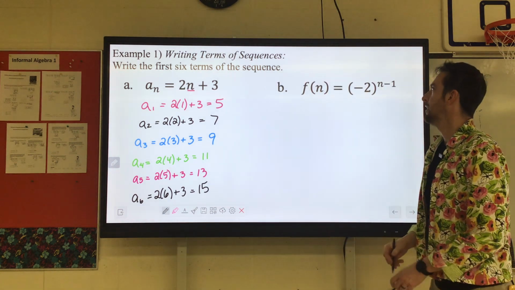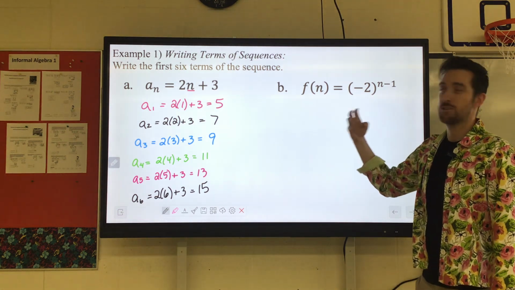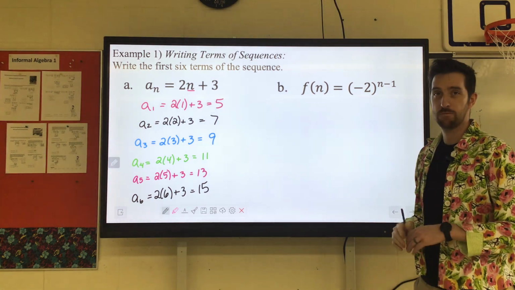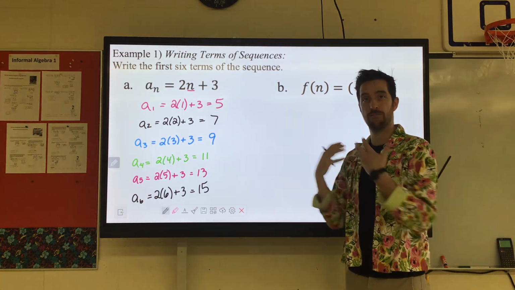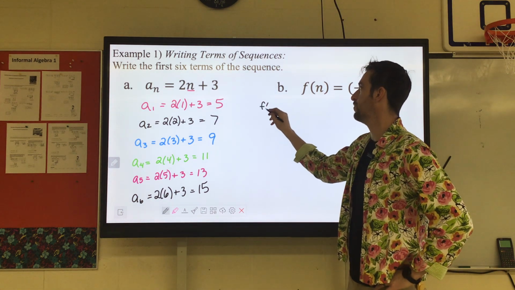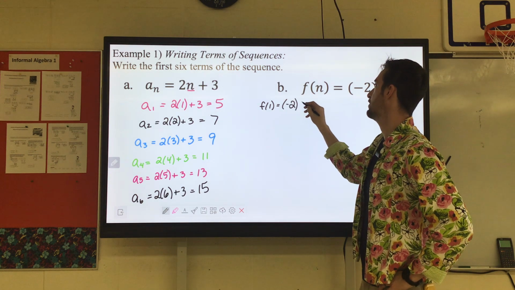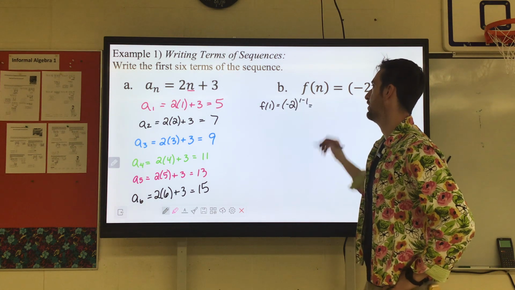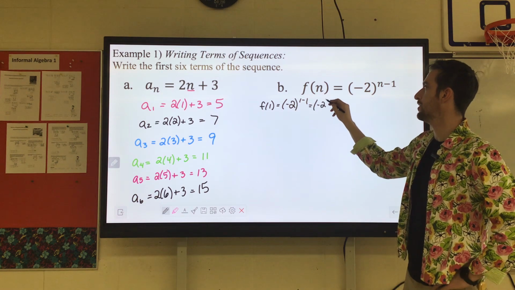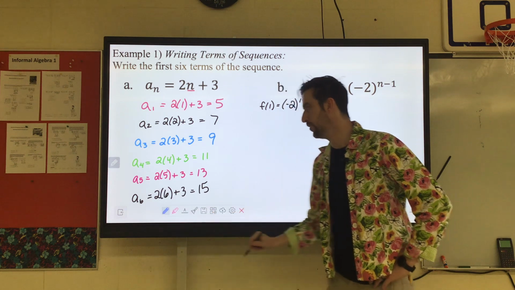Great. All right, again, if you look at B, they gave it to us in function notation. f of n equals negative 2 to the n minus 1 power. Remember, we're putting these numbers in for n, the term number. So if we're finding the first term, we could say f of 1 equals negative 2 to the 1 minus 1 power. Now, 1 minus 1 is obviously 0. And don't forget, anything to the 0 power just equals 1. So our first term would be 1.